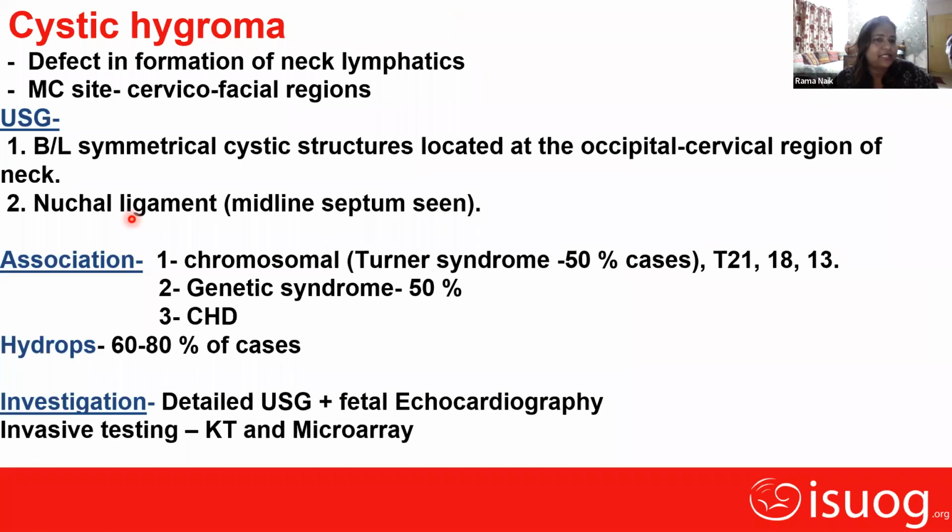Now the second diagnosis is cystic hygroma. It is a defect in the formation of neck lymphatics, and the most common site is the cervicofacial region. In ultrasound, you will see a bilaterally symmetrical cystic structure located at the occipital cervical region of the neck, and there is the nuchal ligament, a septum-like structure. It can be associated with chromosomal abnormalities, mostly Turner, also trisomy 21, 18, and 13. Also genetic syndrome in 50% of cases. Some congenital heart disease may be associated. It can end up with hydrops in 60 to 80% of cases. So investigation is a must in case of cystic hygroma.